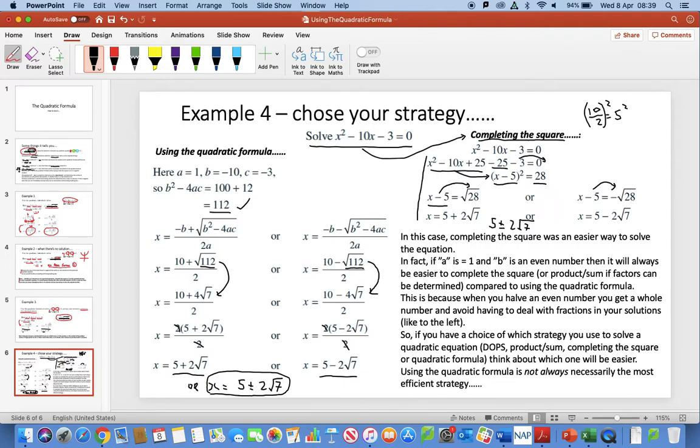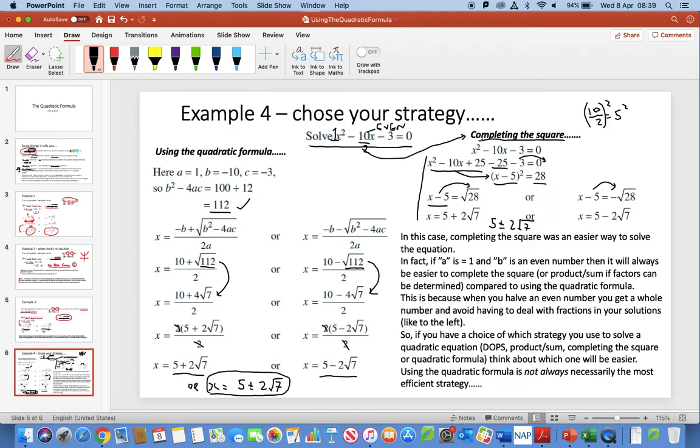Now, as I said, have a look at the equation. If the equation you're solving ends up being that the middle b term, when you halve it, gives you a whole number, that is, the middle term is even, and there's only a 1 in front of the x squared, that is, it's a monic equation, then you're generally always just better to complete the square to solve the equation, if it can be solved.